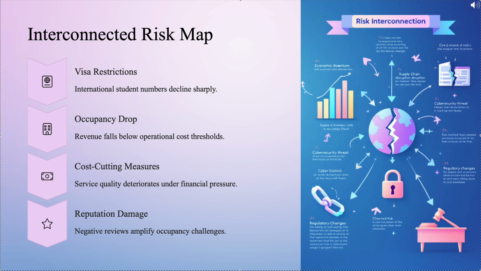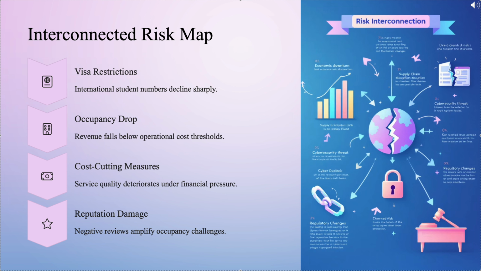Visa restriction. This is often an external geopolitical risk. A tightening or a sudden change in visa policies can directly lead to a sharp decline in international student numbers. Occupancy risk. A significant reduction in student enrollment directly translates into a major occupancy drop at our facilities.